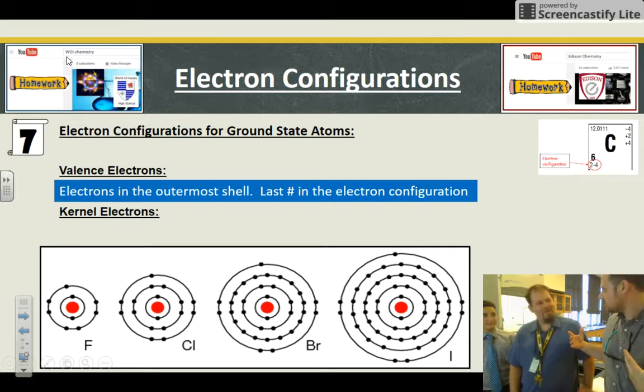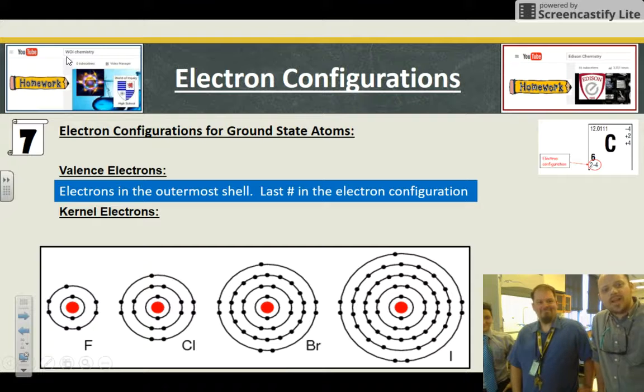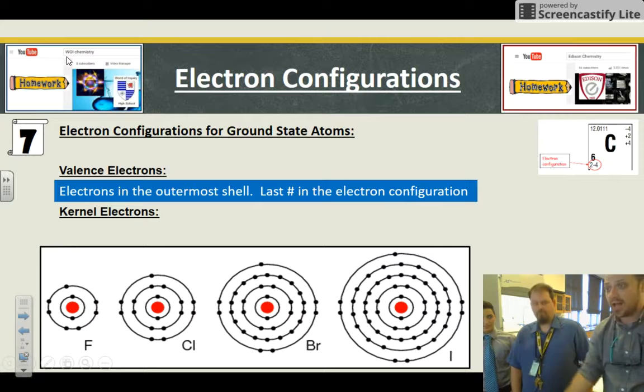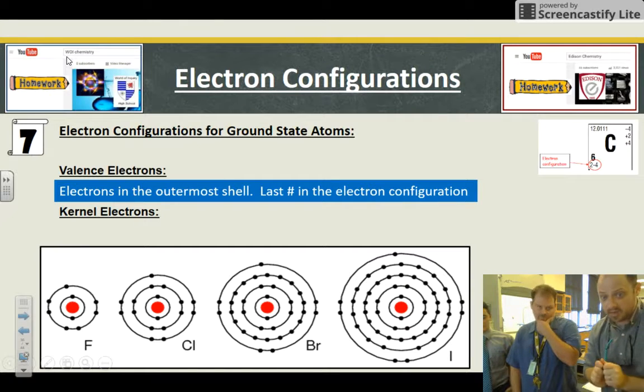Valence electrons. Electrons in the outermost shell. These are the last in the electron configuration. So if you look at an atom, these pictures, fluorine, chlorine, bromine, iodine, the furthest out shell is the valence shell that I'm talking about, and it has the valence electrons.